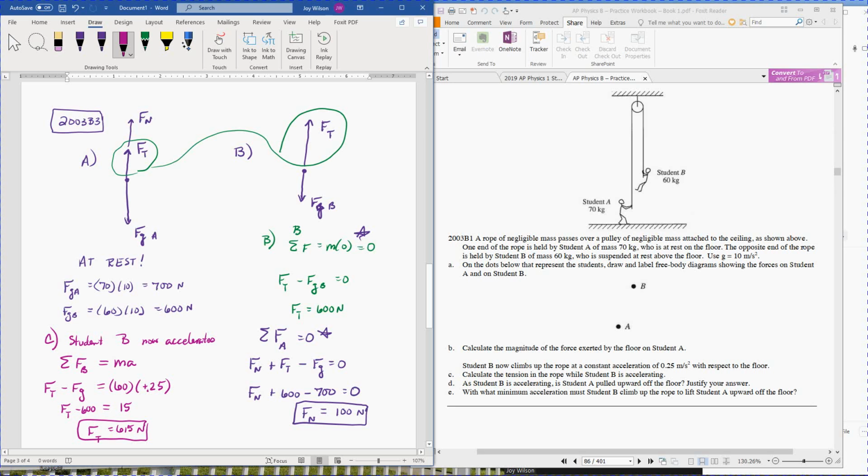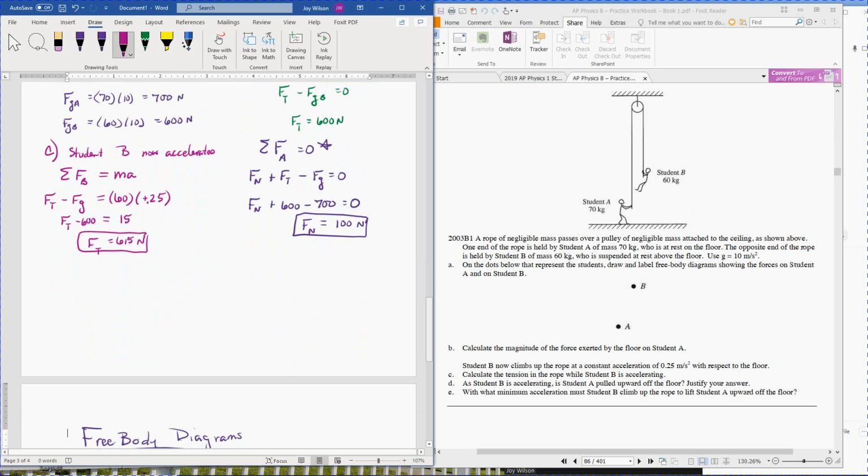Now, it says, as student B is accelerating, is student A pulled upward off the floor? Justify your answer. Okay, so how much more force did student B put into this problem? It's like the 700 kid now has to support a 615 newton child. So, is that enough to make them leave the floor? Well, let's go back and look at that for just a second. We're going to be looking at particularly this part.